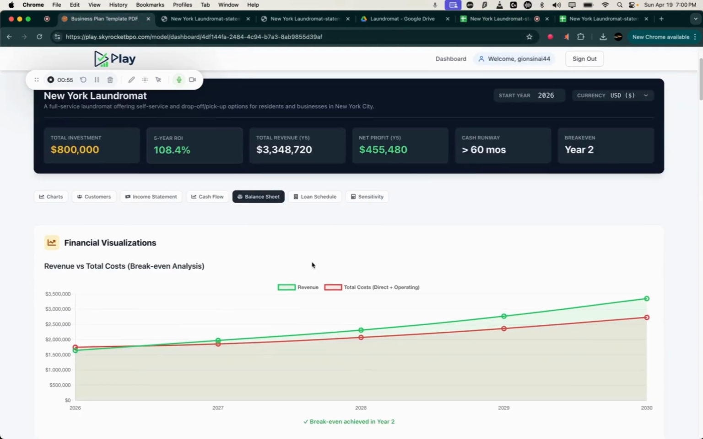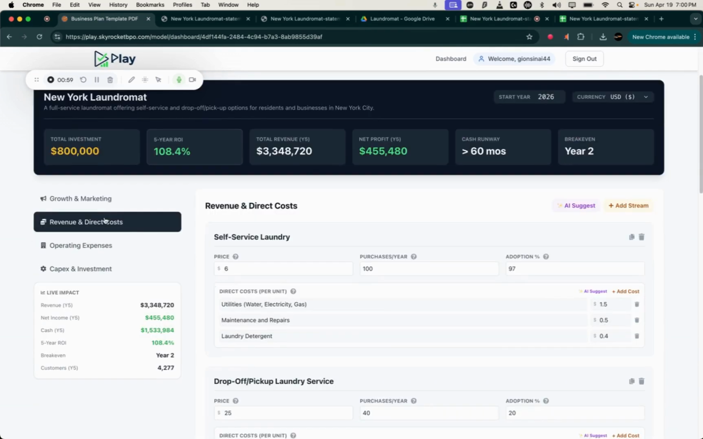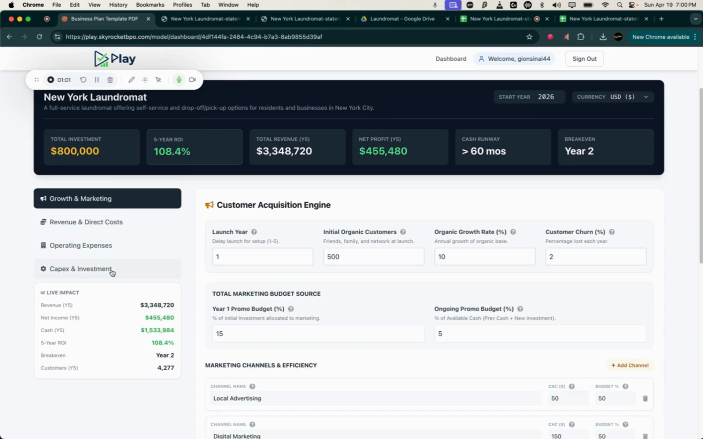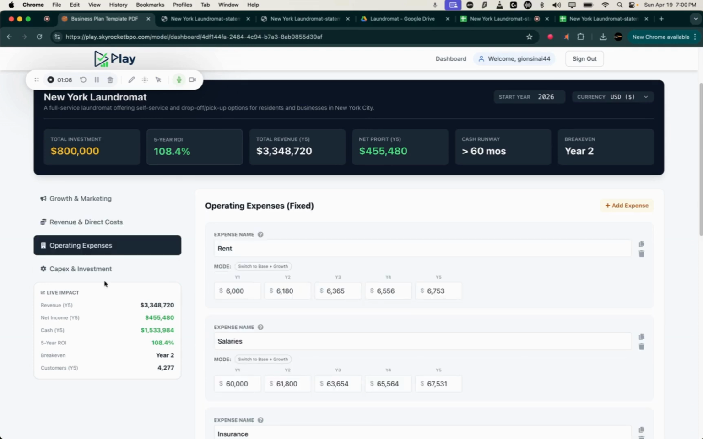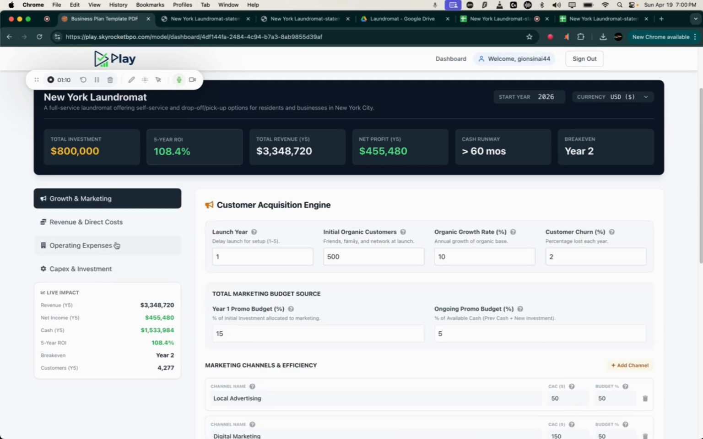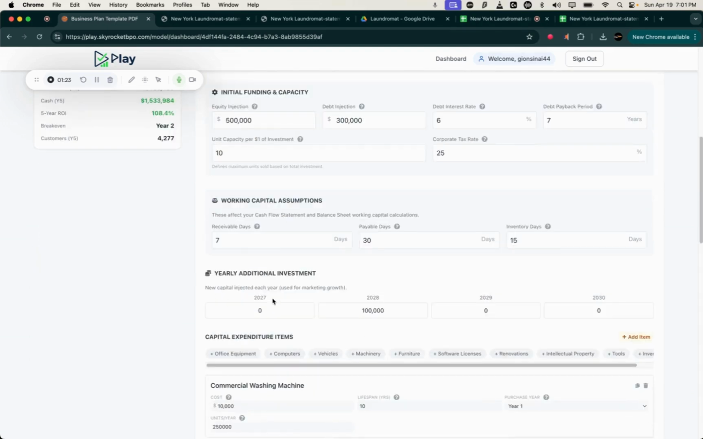Now let's move a little deeper into understanding how the whole thing works. So there are three different input fields. The first one is growth and marketing. The second one is revenue and direct costs. Then we have operating expenses and capex. So when you start a business, it depends on three key factors. The first one is how much you are going to invest. Then what are you going to invest on? That is covered in this section.